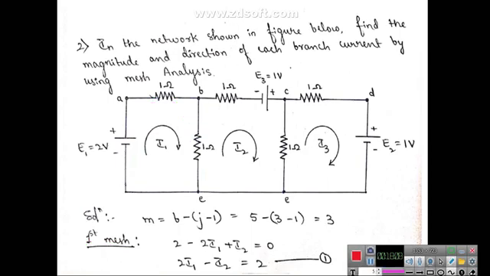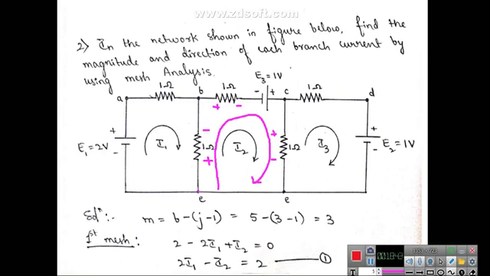Now consider mesh 2. The polarity for this is plus and minus. This is your plus and minus, and this is also plus and minus. If you start from this node and write the equation for this mesh, you are going from positive to negative, a fall in potential. Here also, positive to negative, fall in potential.